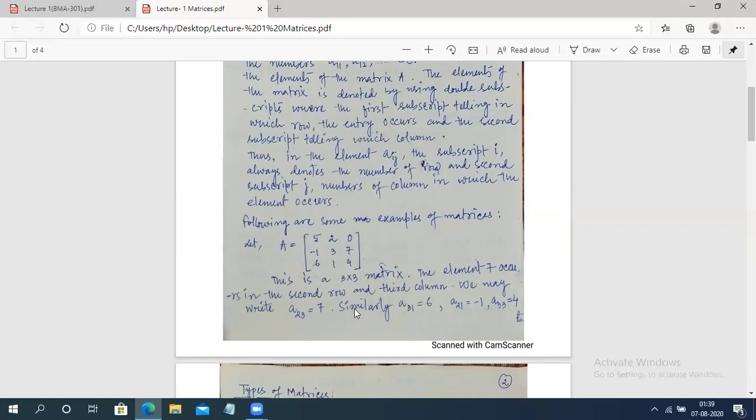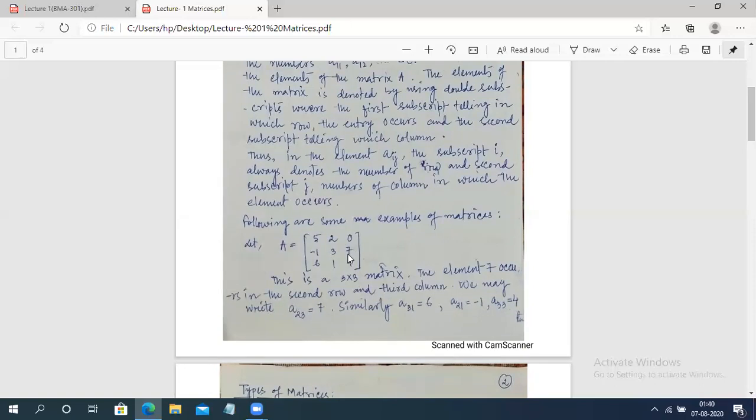So for example, this is a 3 by 3 matrix. Its order is 3 by 3 because it has 3 rows, first row, second row, third row, and 3 columns, first column, second column, third column. So A is a matrix of order 3 by 3. And the element 7 occurs in the second row and third column. So its position will be denoted as A23.